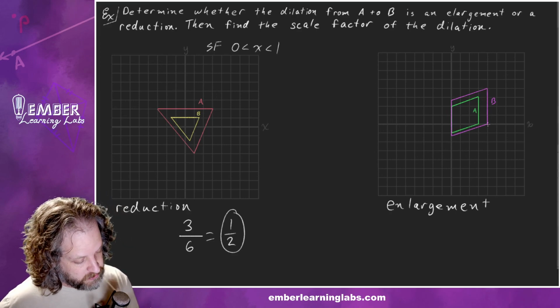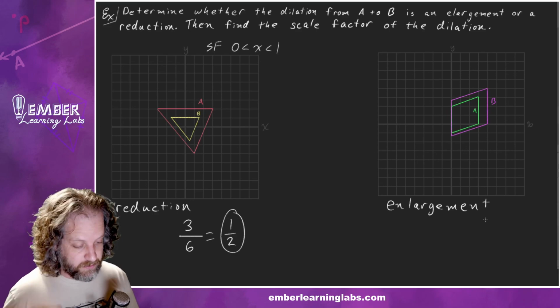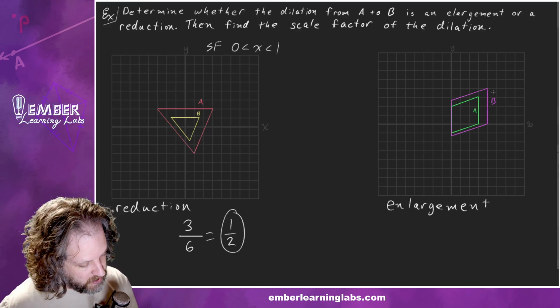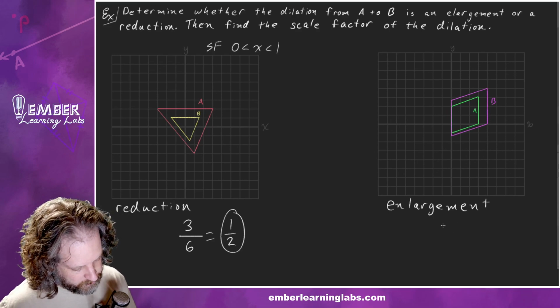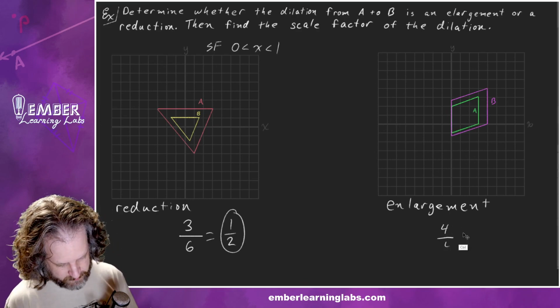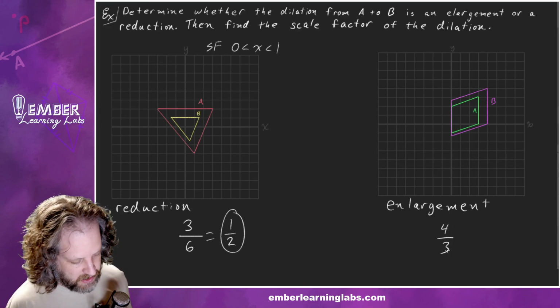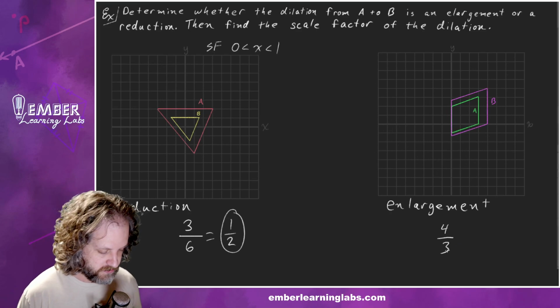So let's use this side on the B for the second one, because we use the image on the top. So 1, 2, 3, 4. So 4, 2, 1, 2, 3. So it's an enlargement, scale factor of 4/3. Easy peasy.